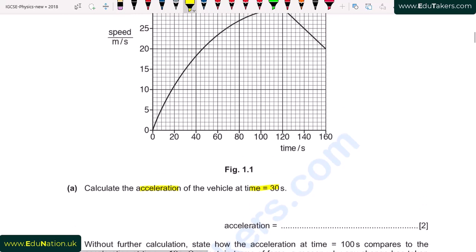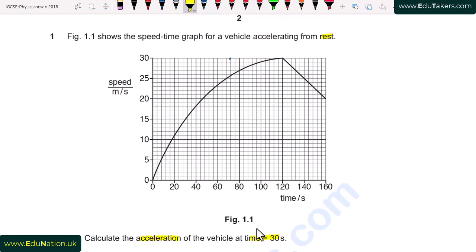On figure 1.1 we can see that it's a speed-time graph. The speed is measured in meters per second and it is taken along the y-axis, while the time is measured in seconds and it is taken along the x-axis. So we have to find the value of acceleration at time t equal to 30. So first of all, 30 comes at this point. I write here 30. We know that the slope of a speed-time graph gives us acceleration. For that we have to find the slope of the speed-time graph.